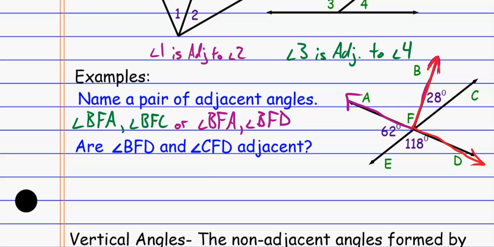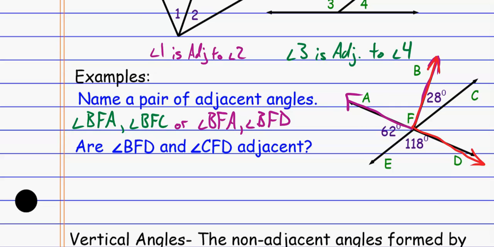And so there's lots of other examples you could have here. You could have EFA with AFB. You could have EFA with EFD. You could have CFD with DFE. There's all kinds of options here as long as they're next to each other, one right next to the other, and they share that side.